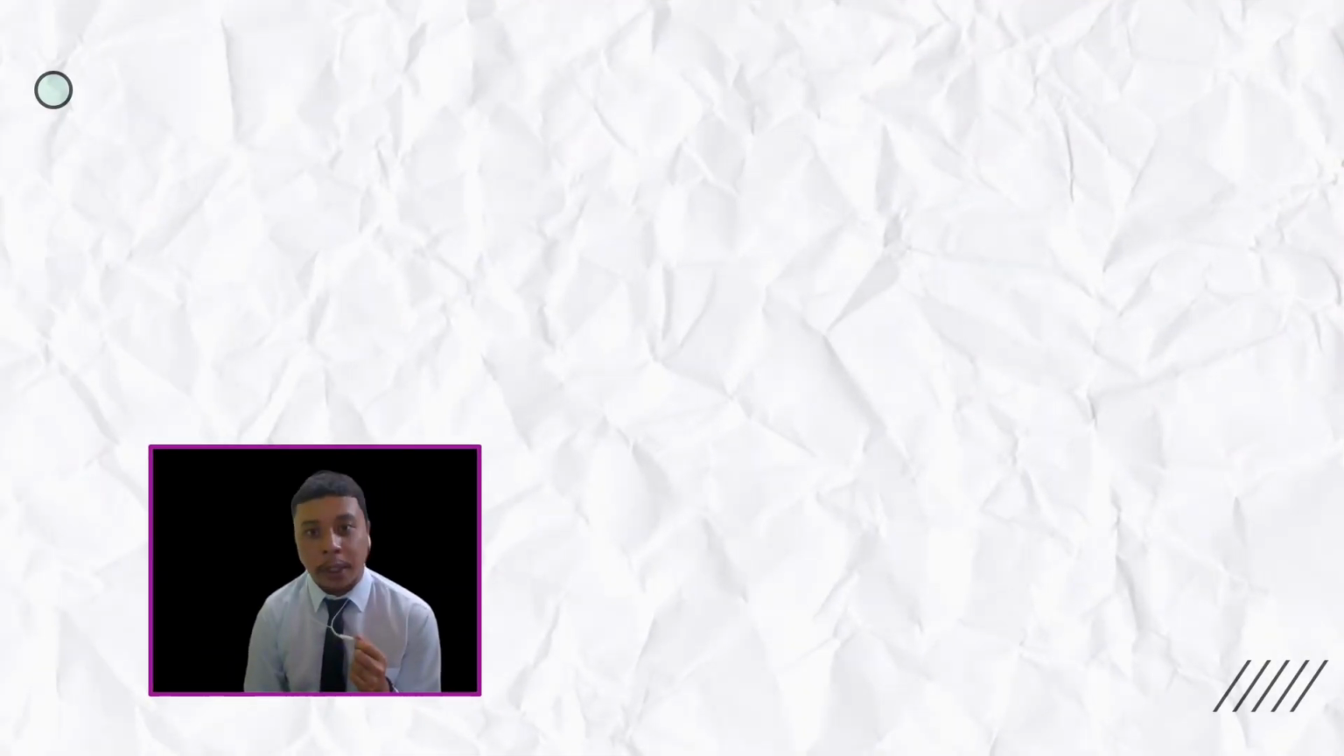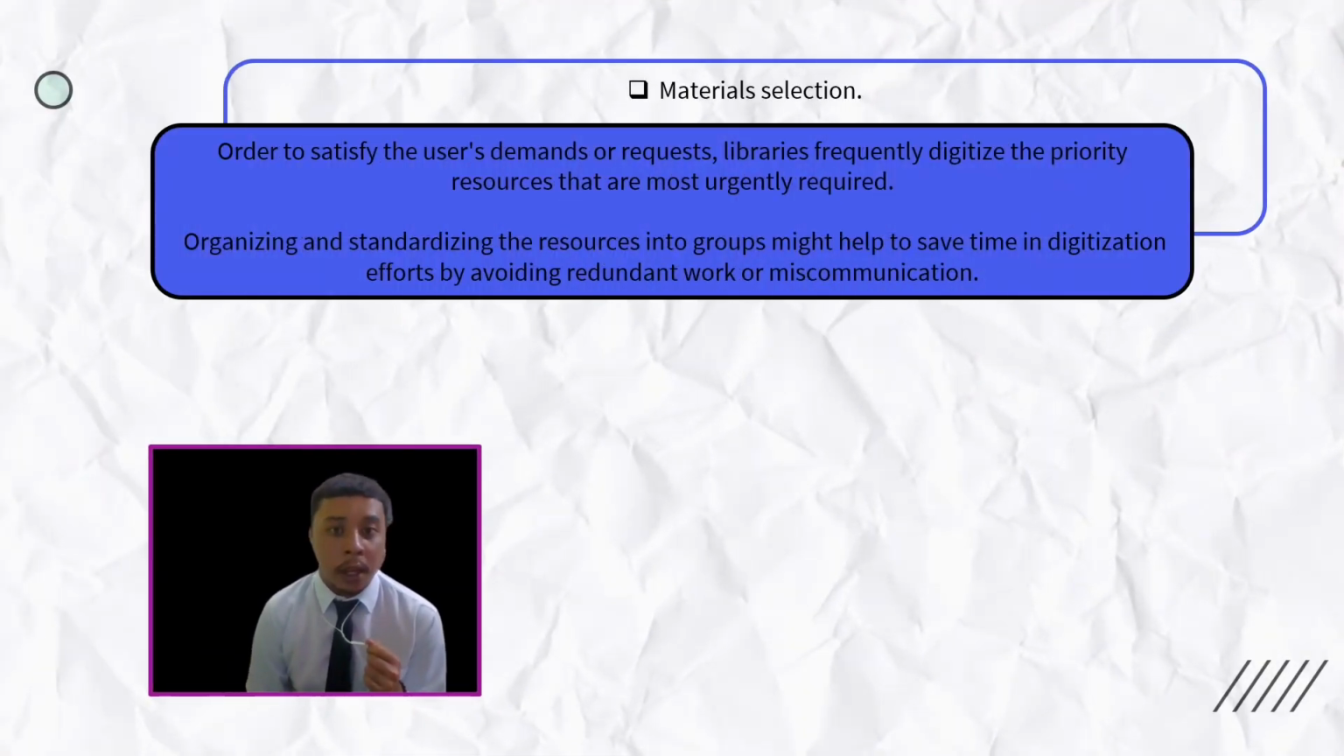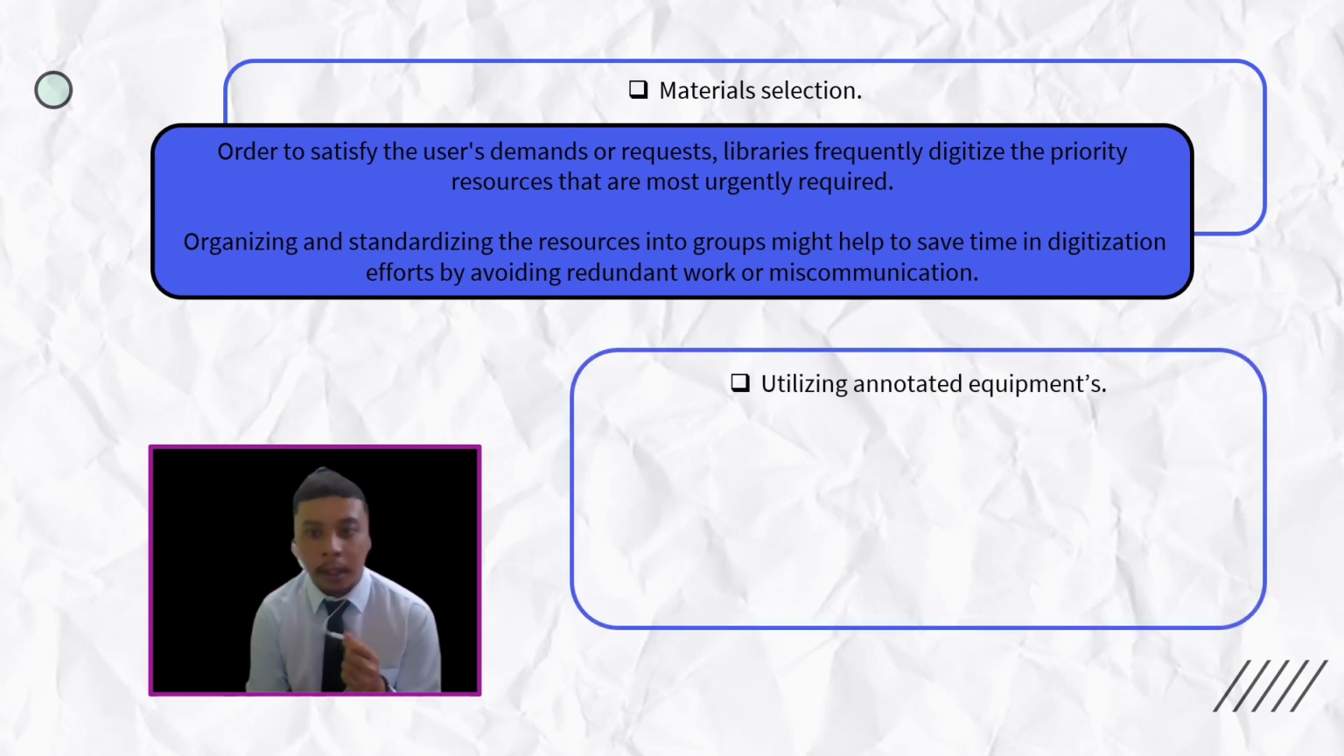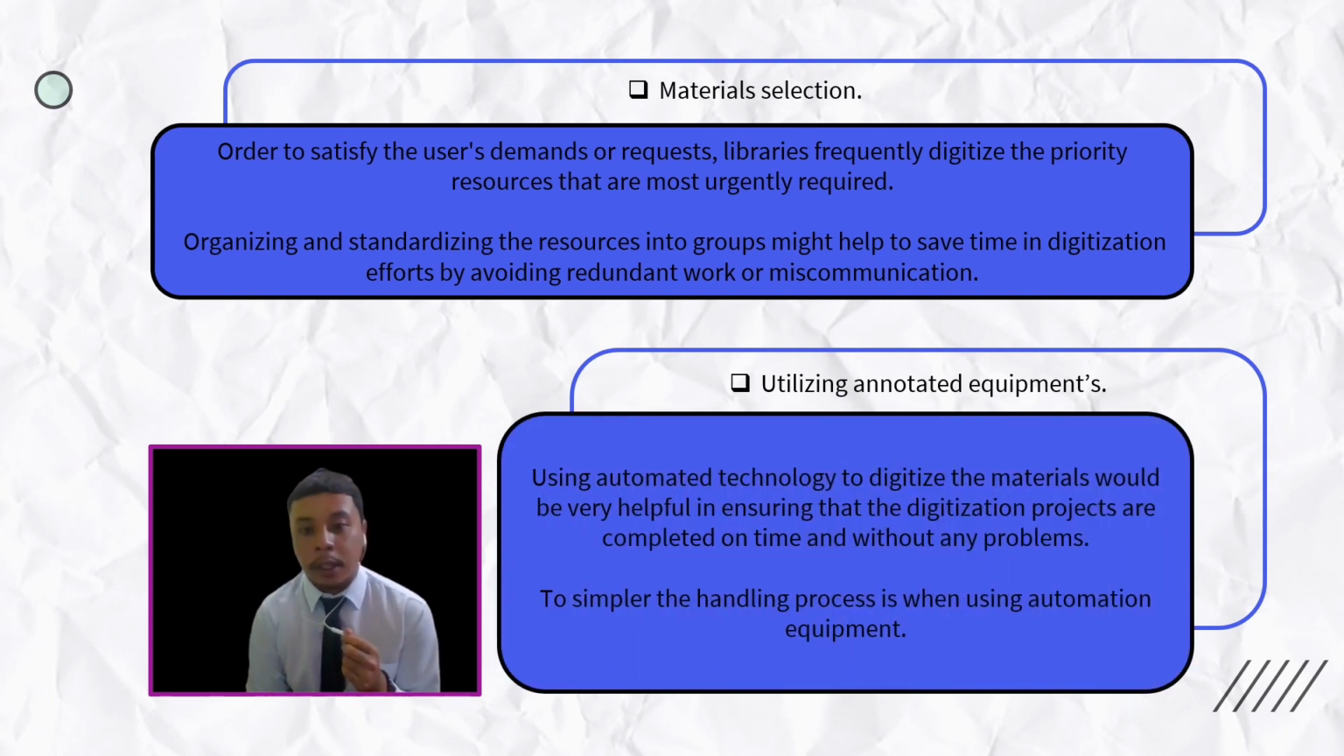The third one is material selection. It is to satisfy the user demands or requests. So libraries frequently digitize the priority resources that are most urgently required. Last but not least, utilizing automated equipment, which is to simplify the handling process when using automatic equipment.